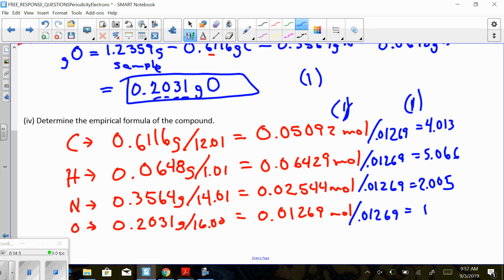And so if we look at that, these are all in a 4 to 5 to 2 to 1 ratio. So we can write C4, H5, N2, and then O1. So this is our empirical formula.